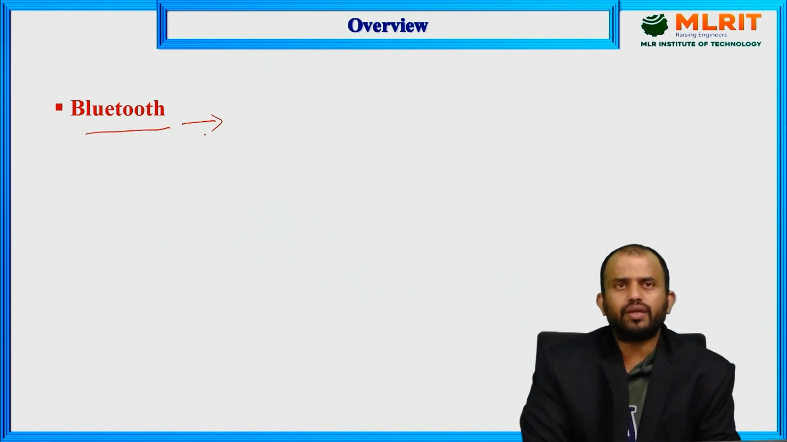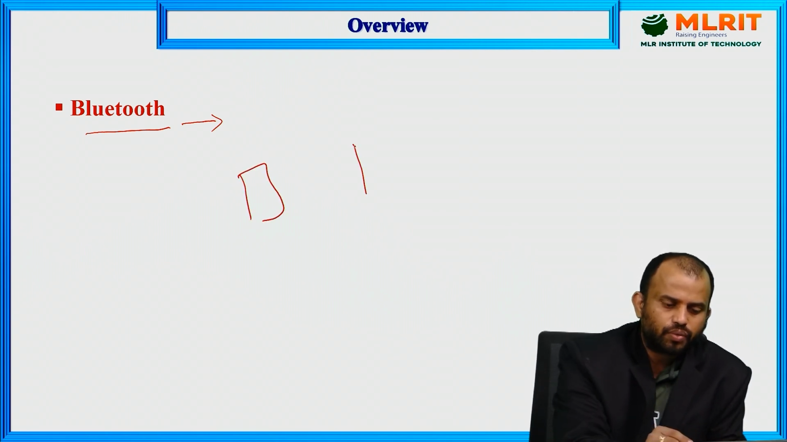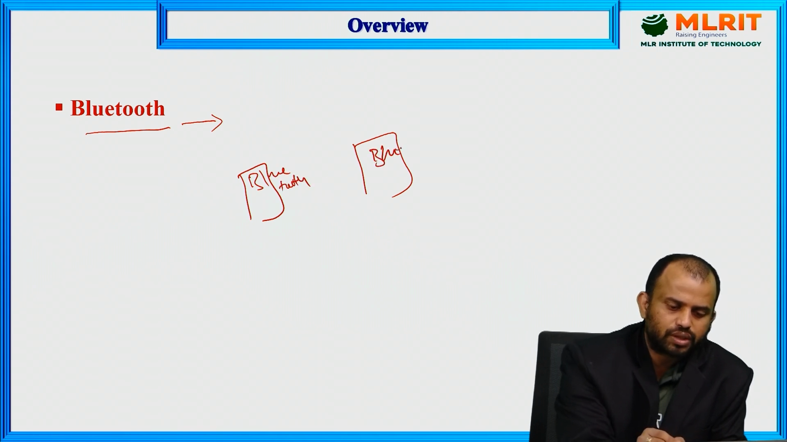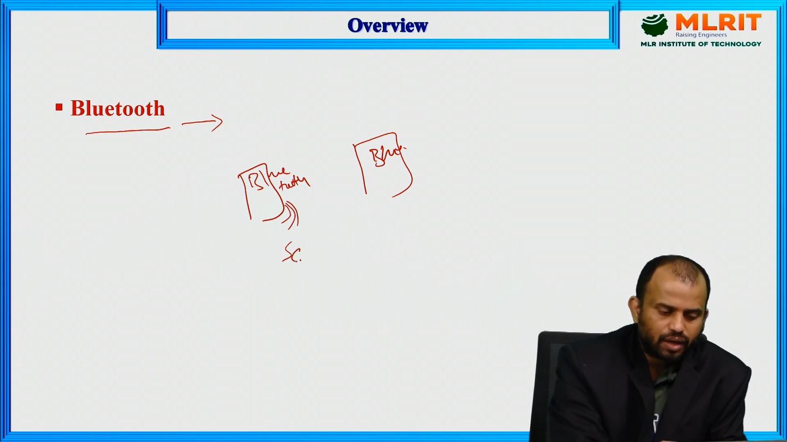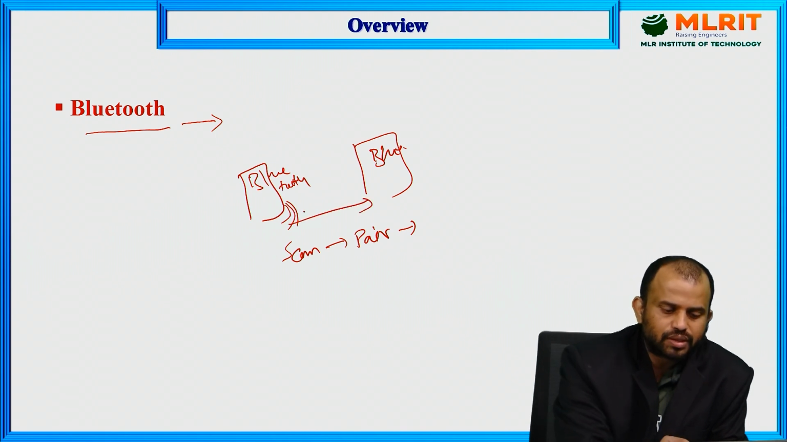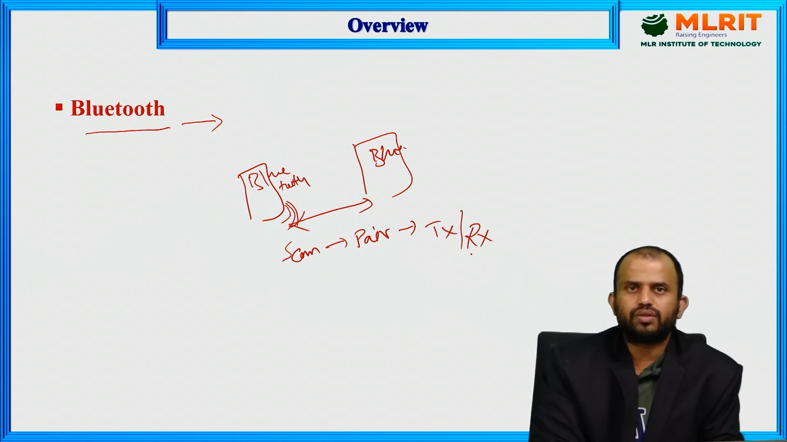So what is meant by Bluetooth? How does it work? Assume there are two mobile phones. In each mobile phone, we initialize the Bluetooth signal. First we have to scan, and later we have to pair the devices. Once pairing is successfully done between the two devices, we can transmit the information as well as receive the information.